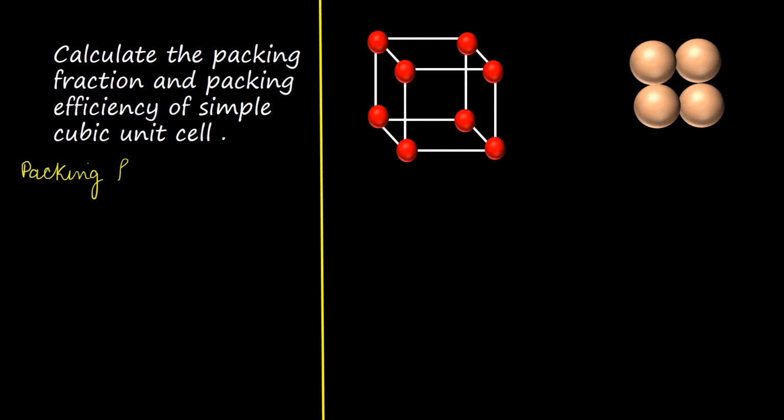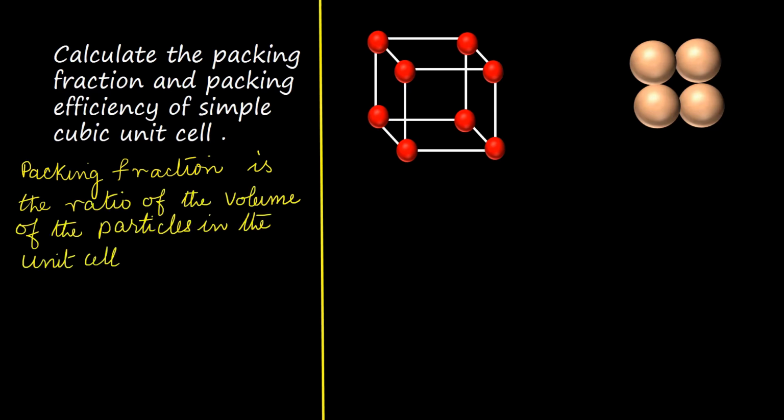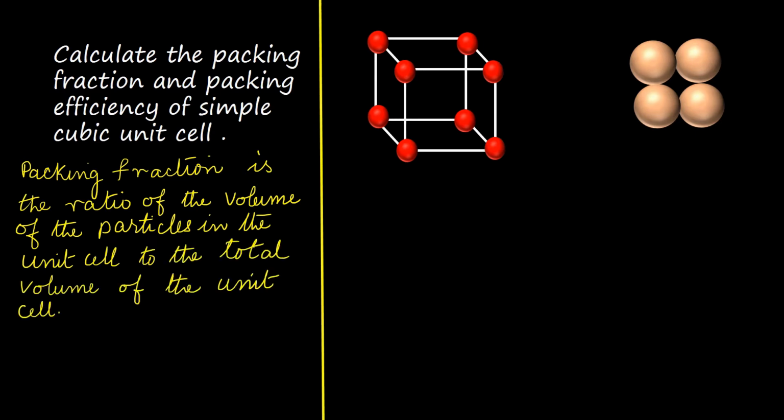Packing fraction is a ratio of the volume of the particles in the unit cell to the total volume of the unit cell. We know how to calculate the number of particles in a particular type of unit cell. From that, you can calculate the volume occupied by those particles in the unit cell. The volume of the unit cell can be calculated from edge length. The percentage of packing fraction is called packing efficiency.